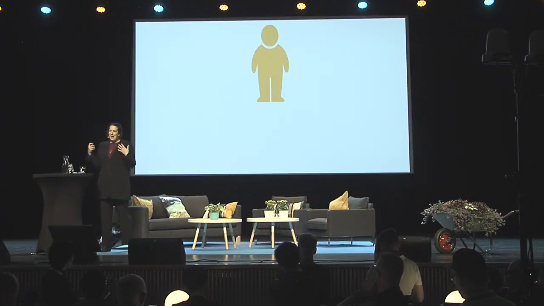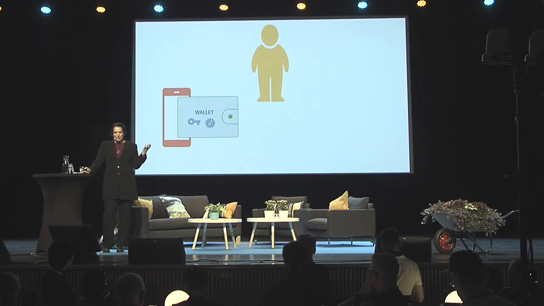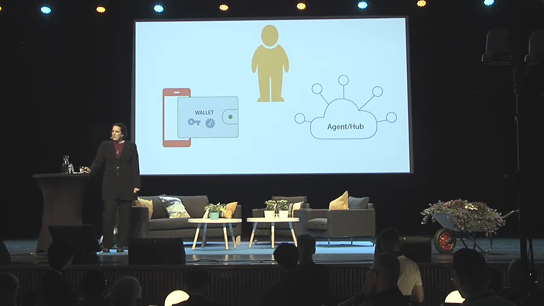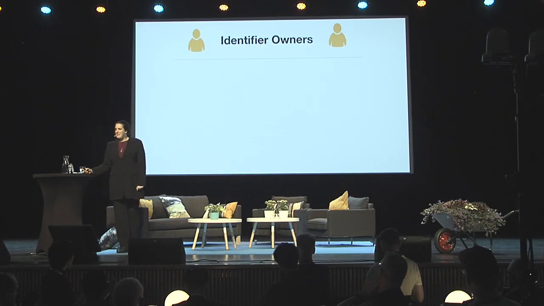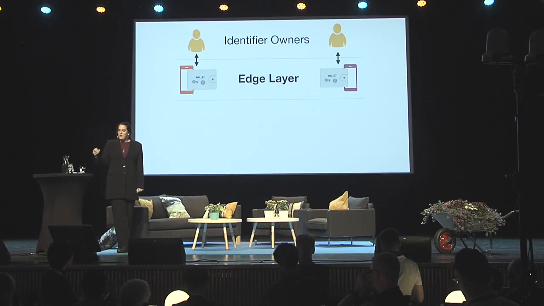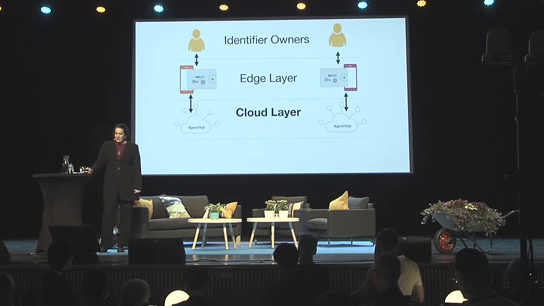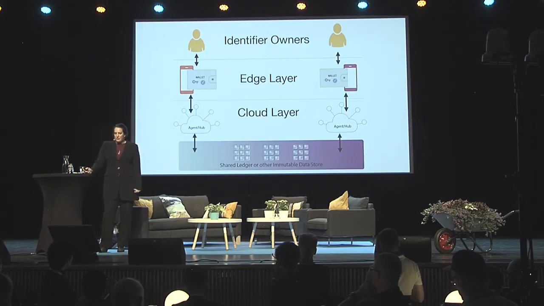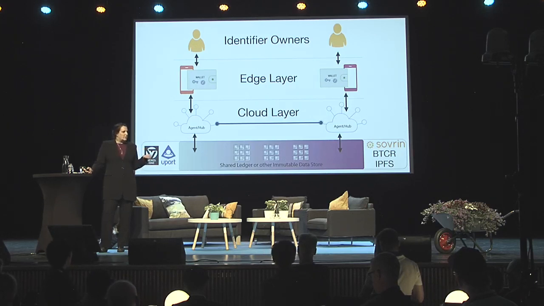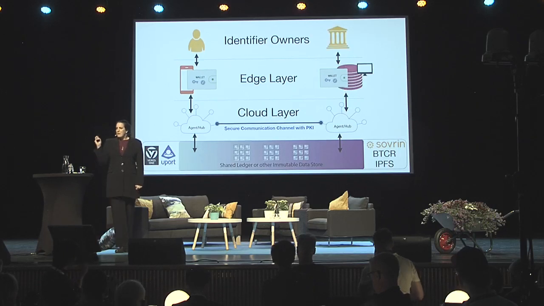So how do we bring this back to the human? How do people use the stuff I just described? So you've got the person, they've got a wallet on their phone as an application, and they have an agent hub in the cloud. I'm going to show you a picture of how they all connect. At the top you have identifier owners, that's the individual that created the DID. You have the software, the agent on their phone, the edge layer. This connects up to the cloud layer where their agent hub sits. And finally, the layer of the shared ledger where they store the DID and the DID document. In between agent hubs, you can create a secure connection using PKI, and therefore send secure messages back and forth. And finally, I want to highlight that it doesn't necessarily have to be two people connecting. You can also have institutions connect to individuals, and we'll get to that soon.